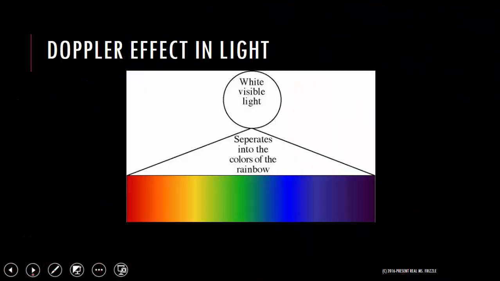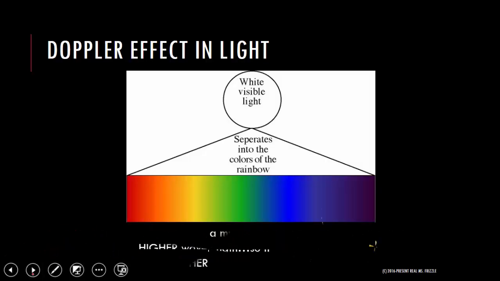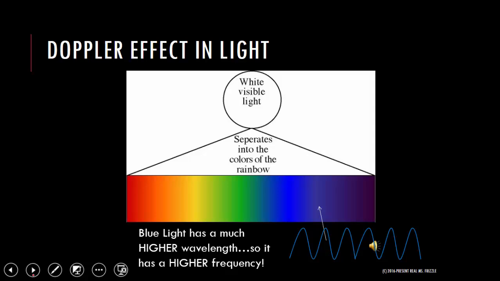So in light, like we just talked about, red has the longest wavelength, which means it has the lowest frequency. So less waves can pass in a certain time. Where blue is on the opposite end, blue's way over here, has a much shorter wavelength, so that means it has a higher frequency. These waves are much shorter right here.